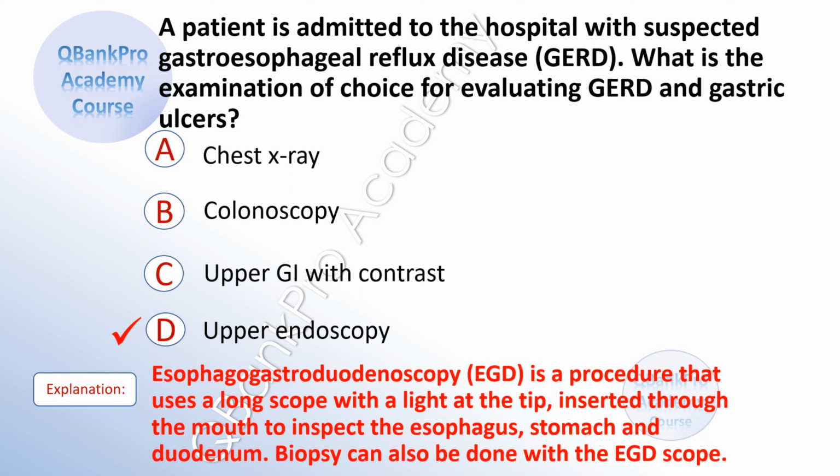The correct answer is D. Upper endoscopy. Explanation. Esophagogastroduodenoscopy, EGD, is a procedure that uses a long scope with a light at the tip, inserted through the mouth to inspect the esophagus, stomach, and duodenum. Biopsy can also be done with an EGD scope.